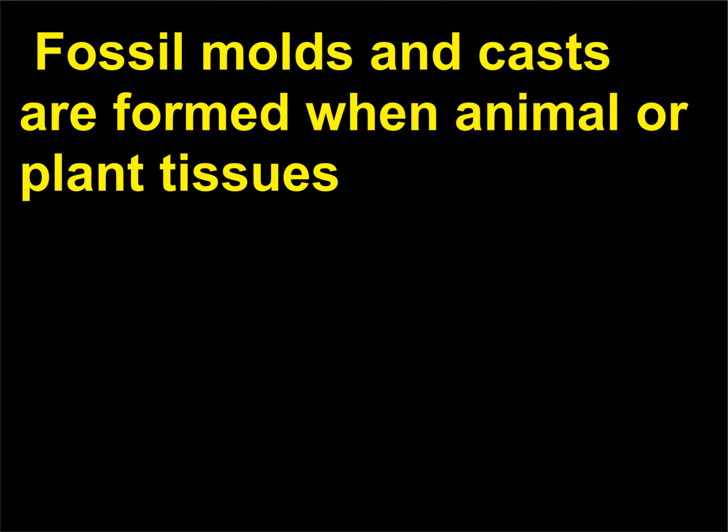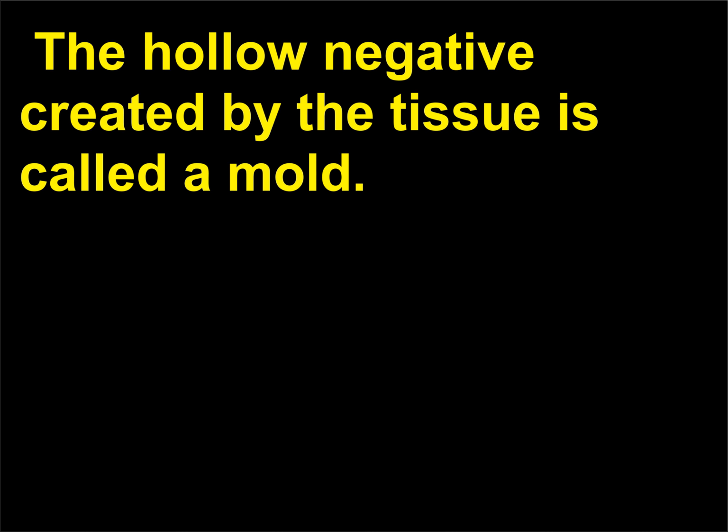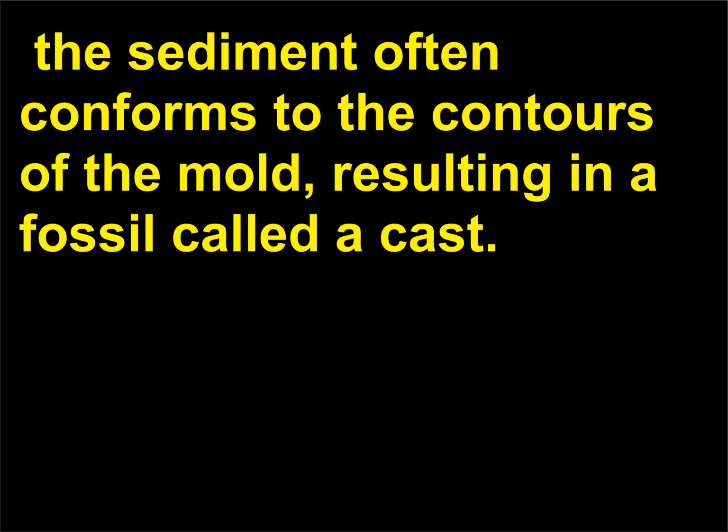Fossil molds and casts are formed when animal or plant tissues become surrounded by hardened sediment, and the tissue then decays. The hollow negative created by the tissue is called a mold. When fossil molds fill with sediment over time, the sediment often conforms to the contours of the mold, resulting in a fossil called a cast.